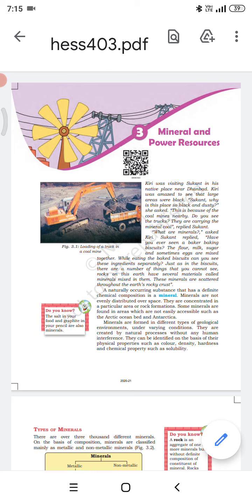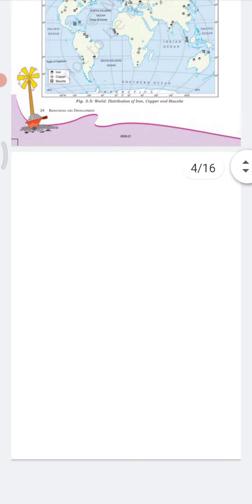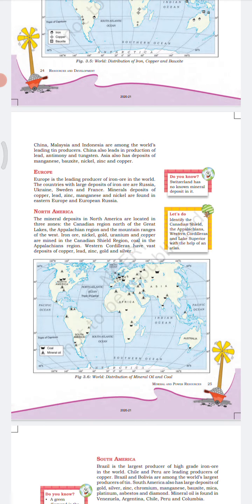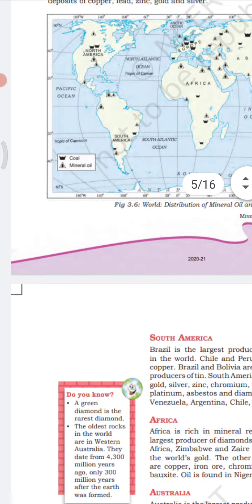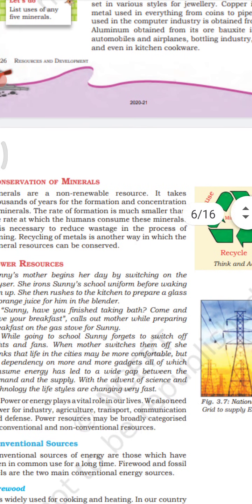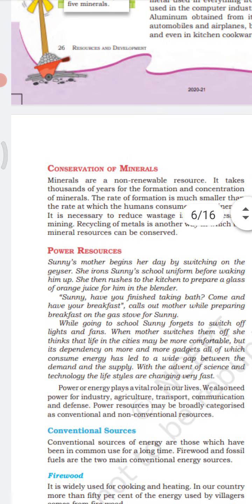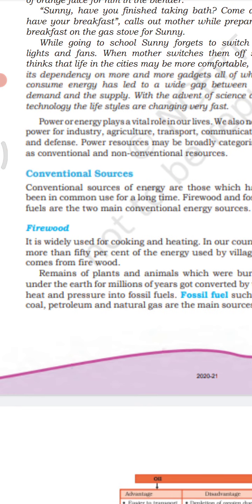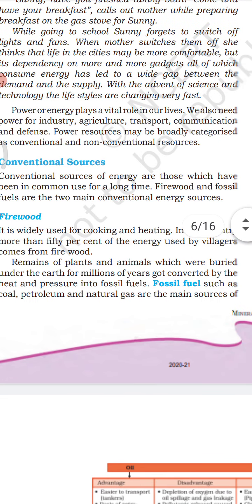We are discussing chapter 3 of geography, mineral and power resources, and most of the chapter we have discussed. Let's move further. So these are different areas of the world. We have discussed the distribution of minerals, and in the previous class we started power resources, and today we are going to discuss conventional and non-conventional resources of energy.